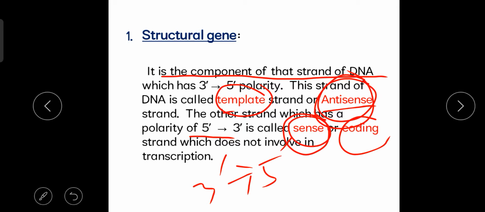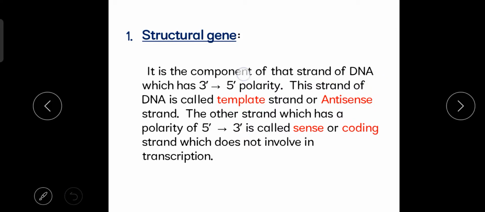What is the difference between the replication process and transcription process? In replication, both strands of DNA serve as template strands from which two new DNA strands are produced. But in transcription, only one strand of DNA is involved, from which the single stranded RNA is formed. That strand is called the template strand or antisense strand, and its polarity is from 3 prime to 5 prime. Polarity simply means the direction of the strand.